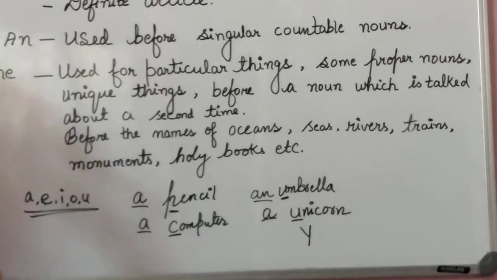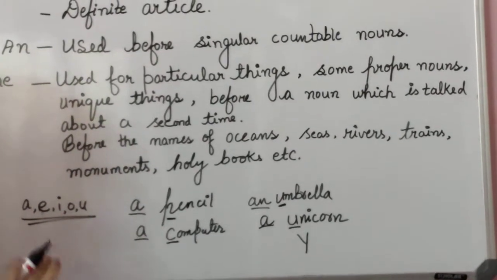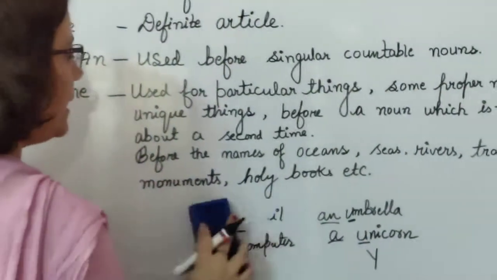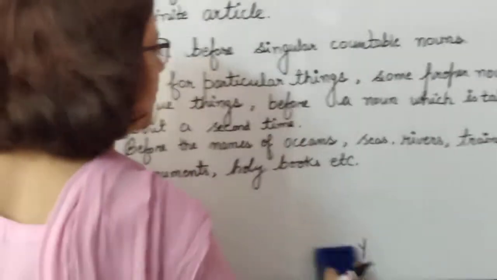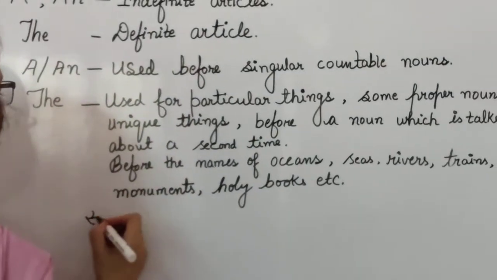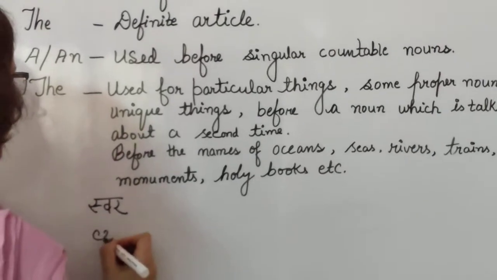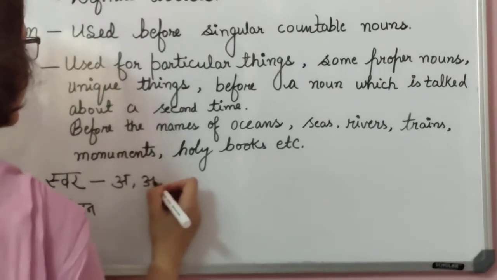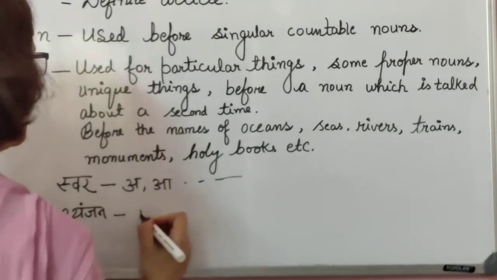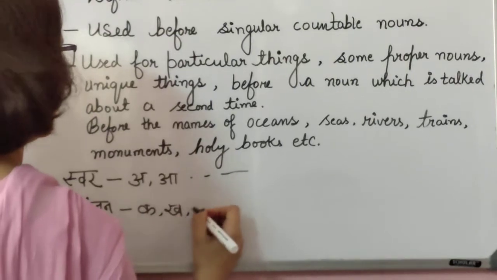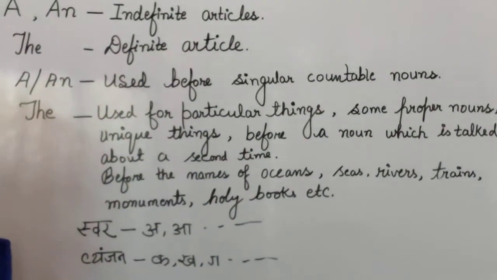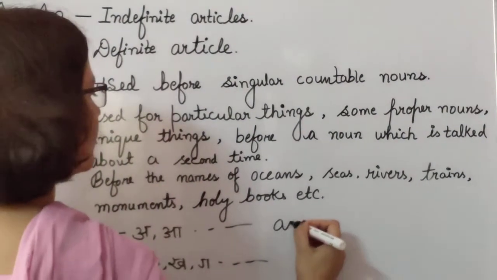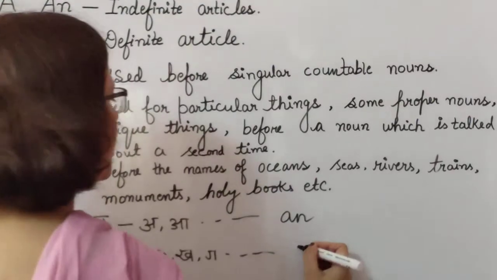For your convenience, I can say in Hindi you have read swar word and vyanjan word. In Hindi we can link these with Hindi also. In Hindi, swar and vyanjan. These are swar. Vyanjan, ka, kha, ga, these are vyanjan. Okay, so before swar we use an, before vyanjan we use a.